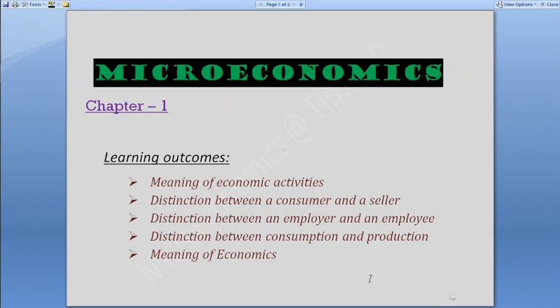Welcome to our first session for class 11 on the subject economics. Your first textbook is on microeconomics, and today we'll start chapter 1, the first session. At the end of the session, you'll be able to learn about the meaning of economic activities. You'll be able to differentiate between the meaning of consumer and a seller, employer and employee, consumption and production, and also you'll be able to define the subject itself.